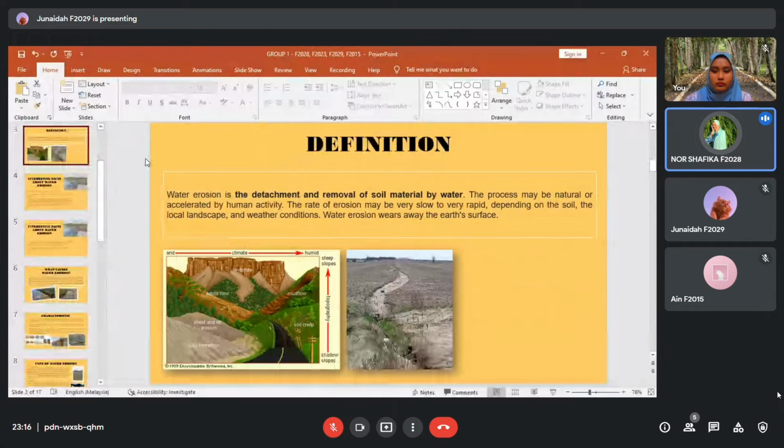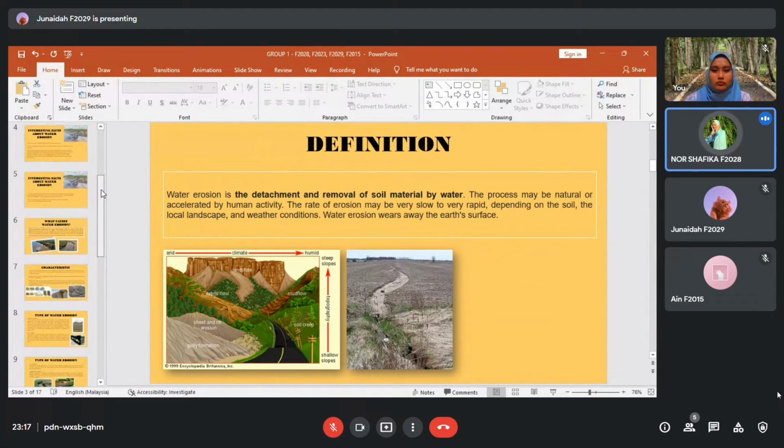Definition. Water erosion is the decomposition and removal of material by water. There is proof that it is caused by nature and accelerated by human activity. The rate of erosion may be very slow to very rapid, depending on the soil, the local landscape and the water condition. Water erosion has phases.